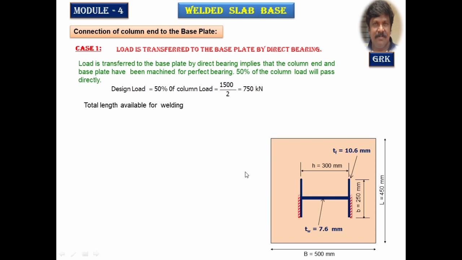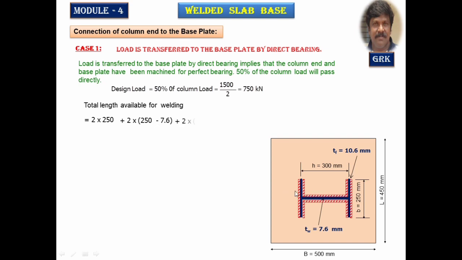Now, what is the total length available? You have the length here, 250 and 250, so it is 2 times 250. We are going to weld it to the inner side of the flanges. It is totally from here to here 250 minus this width, that is equal to tw, 7.6 mm. 250 minus 7.6 is the length on one side. We are going to take two sides.